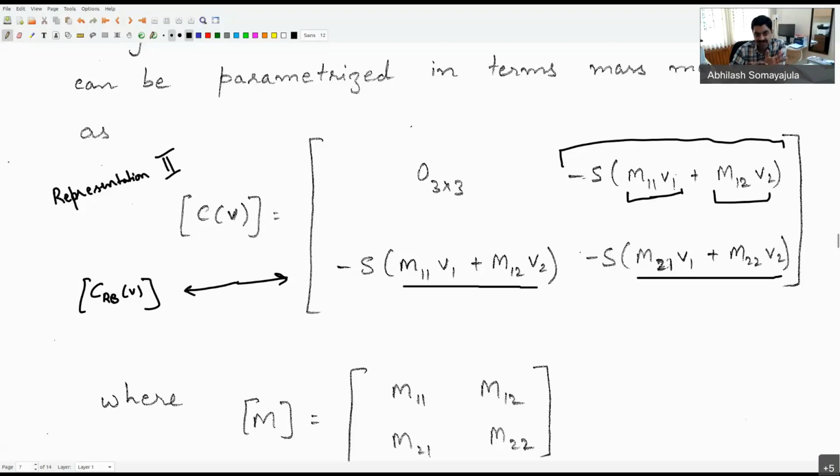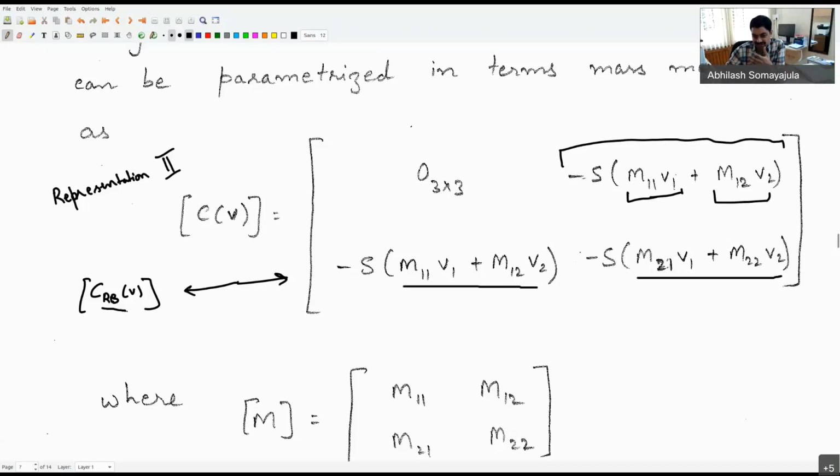So the idea of what we are seeing here is that the so-called centripetal and Coriolis matrix, the inside terms, can actually be expressed in terms of the parameters in the mass matrix. Is everybody following me here? Yes, sir. Okay. So it is as if, if I know the mass matrix, I can formulate the Coriolis matrix from the mass matrix using this expression.